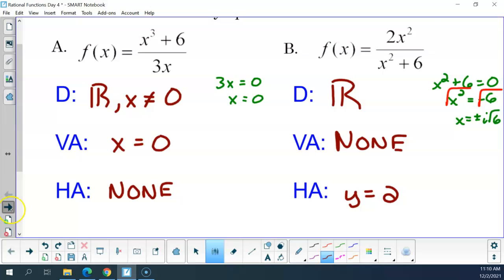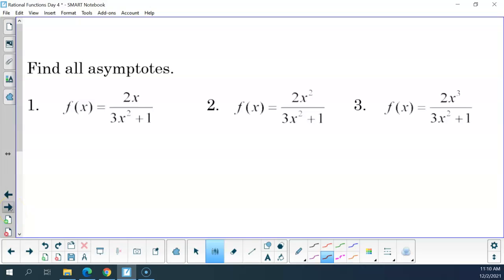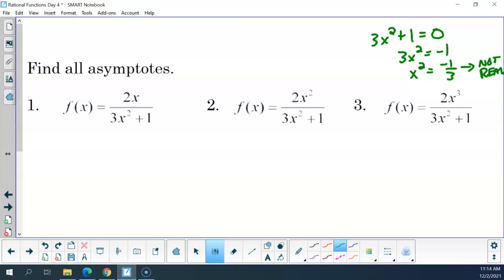Okay. So with that being said, now I want you to find me all of the asymptotes for all 3 of these functions. Did you start by putting the denominator equal to 0? Yes. So that should be 3x squared plus 1 equals 0. 3x squared equals -1. X squared equals -1/3. That's not real. So there are no vertical asymptotes in any of these 3.